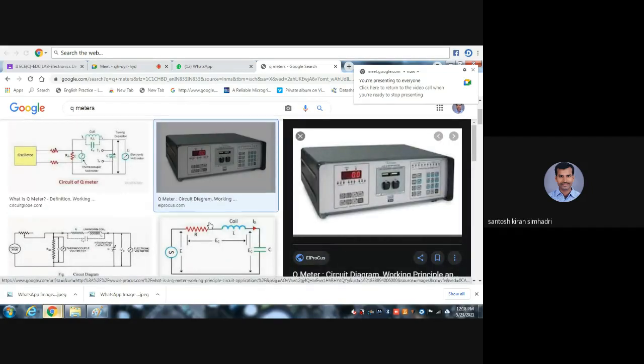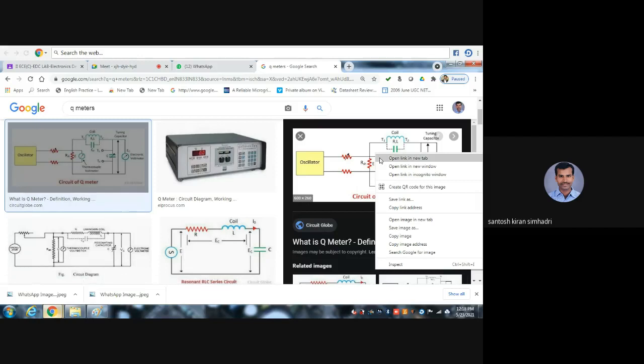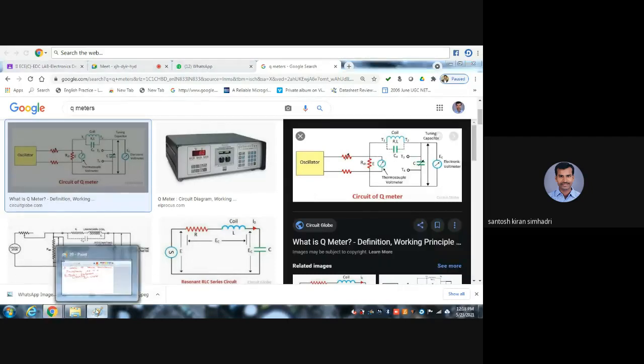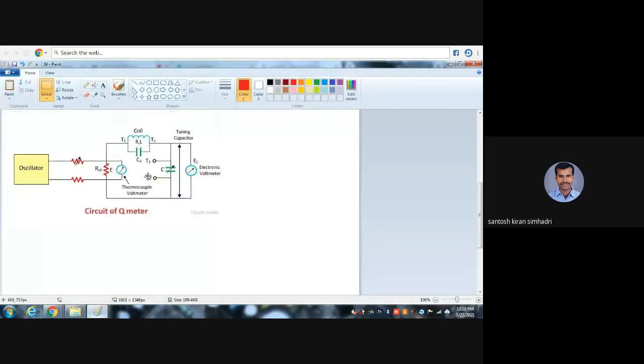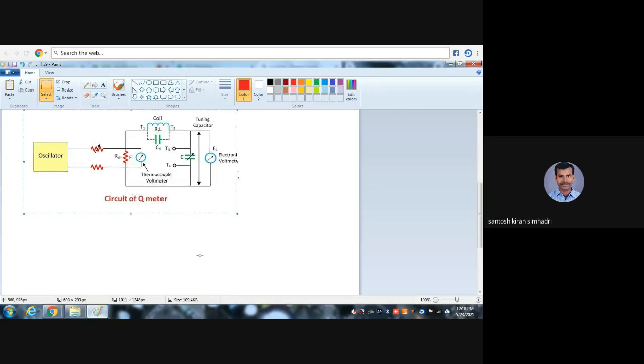Simply, we can observe the ranges. What is the circuit? Just now I told you, inductance and capacitance. This is the circuit diagram of the Q meter. If necessary, you can copy it here. I will copy the image and paste it here. This is the Q meter circuit.